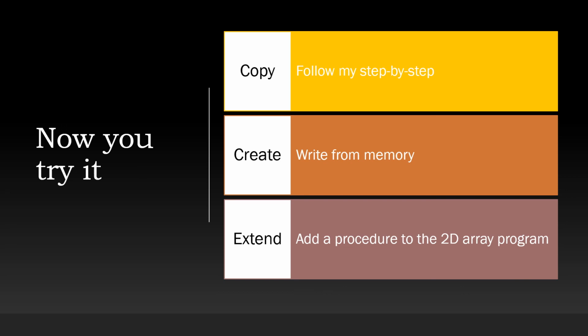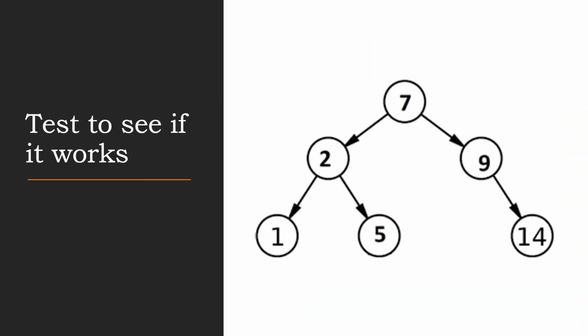As an extension task, you could add a depth first procedure to the 2D array program. That's a bit more challenging, but if you're up for a challenge, you want a more difficult programming task, then that's quite a good one to test your ability. And once you've written your program with your depth first traversal, try entering those values, and if your program is working properly, it will print out the values in this order: 1, 5, 2, 14, 9, 7.